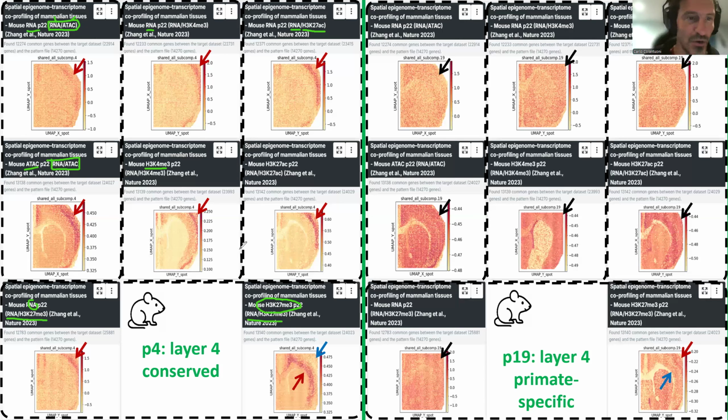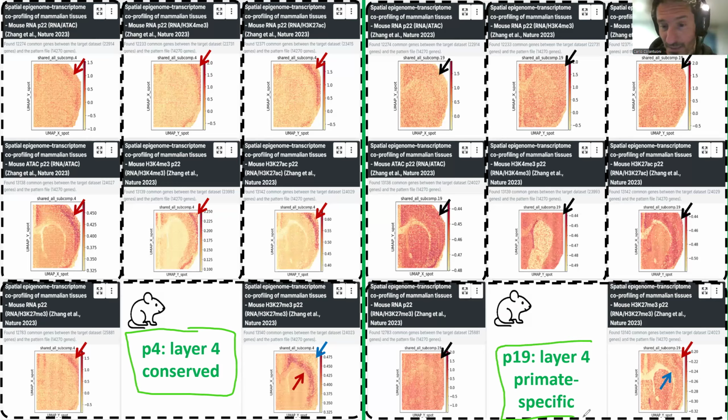Okay, so to bring this cool multimodal spatial data to bear on the signatures we just looked at, we projected both the layer 4 conserved signature, which was the layer 3-4 signature, I believe, and then the layer 4 primate-specific signature into these data. So that means we are going to visualize the RNA or ATAC or H3K9 data at the transcriptional start sites for the genes that came from our transcriptional signature.